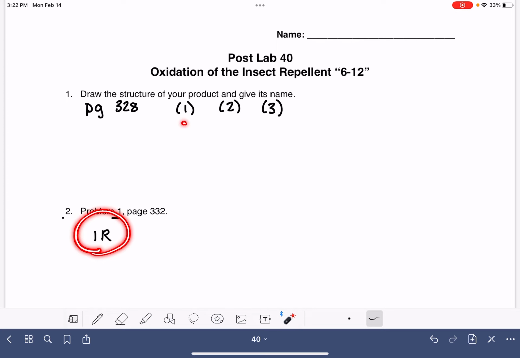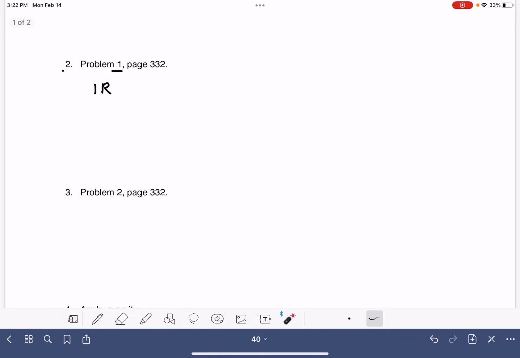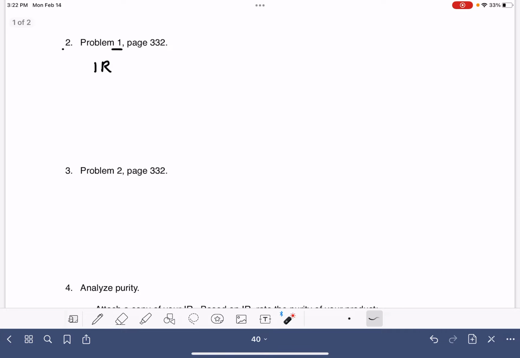The IR is going to help you decide which product or products you made, and then once you've made that decision, you're going to explain how you came to that decision and then draw the structure and give the name of the product molecules. Then you are going to work on problem number 2 from your textbook, which is on page 332. If you're stuck with this, I do describe this in the video tutorial that I posted for the lab procedure. So check that video out if you're not sure exactly what this is talking about.